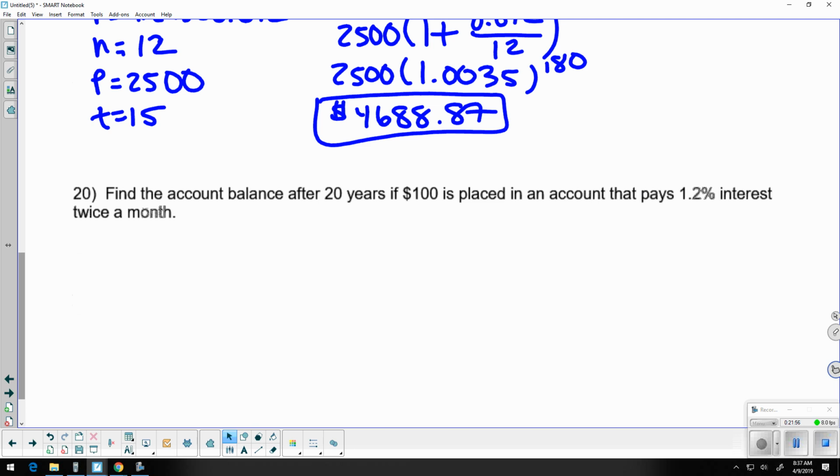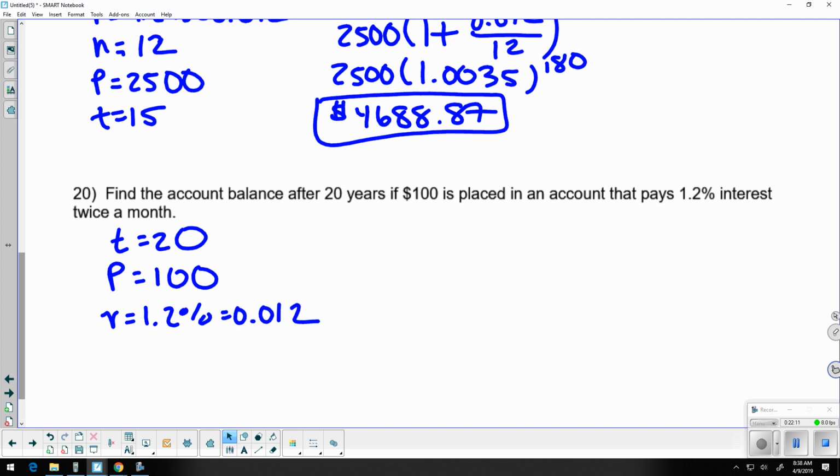Find the account balance after 20 years, so that is T. $100 is placed in an account, so that's the principal. 1.2%, so that's our rate, and again, that's 0.012 as a decimal. Twice a month it's being compounded. So every single year, 2 times a month. How many times is that in a year then? That'd be 24 times a year. So n would have to be 24. So plugging this all in.